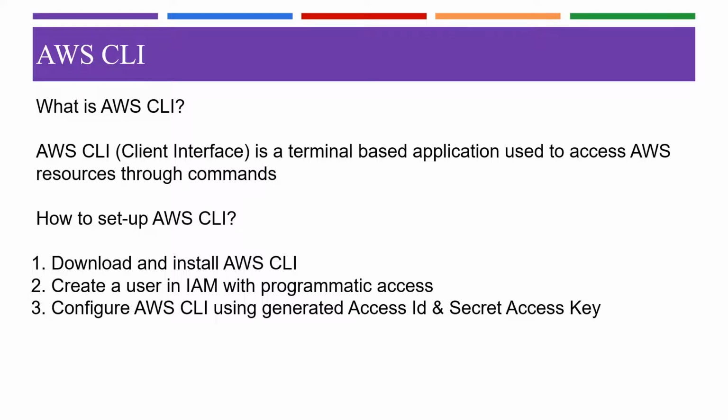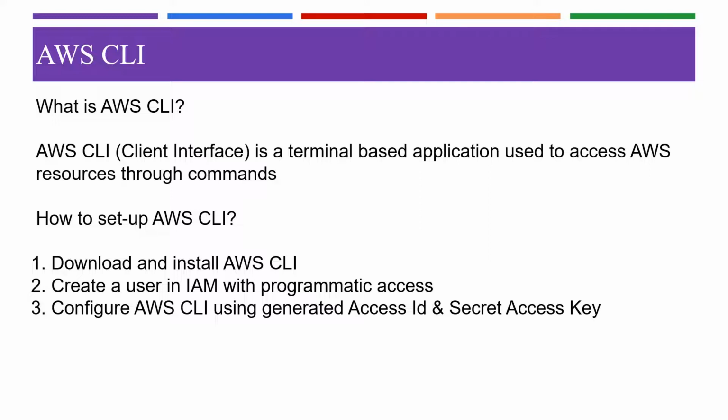AWS resources can be accessed in three ways. First one is using the management console, that is through browser, then through commands using AWS CLI, or it can be accessed through the AWS SDK, the libraries used in the programs.